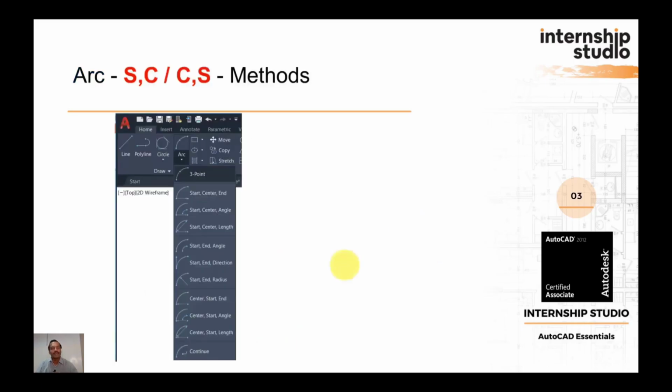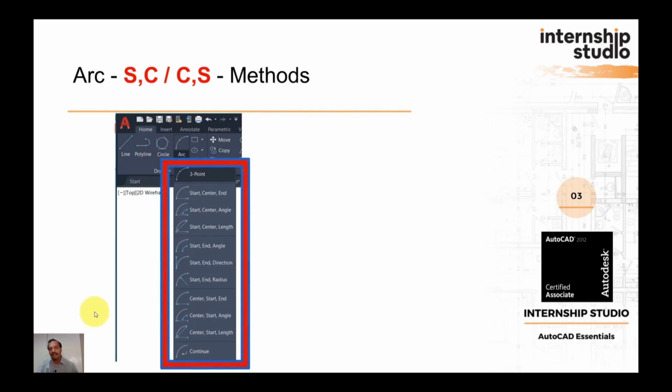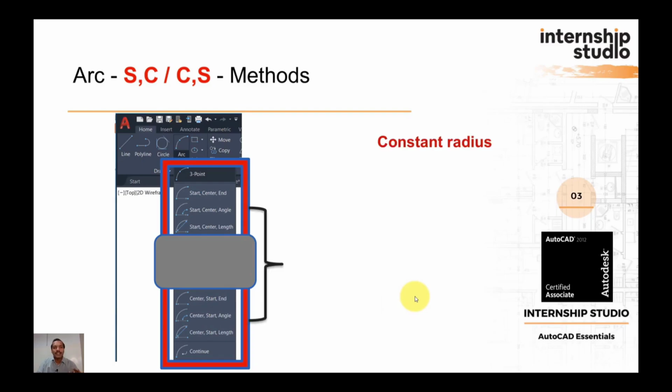As we know, we have 6 methods to create a circle. In a similar way, we have 11 methods for the arc. I'm going to divide the entire 11 methods into 2 types. Start, center, end; start, center, angle; start, center, length. These 3 methods are repeated again here. The first 3 methods and the last 3 methods are the same only. So I call this the constant radius method.